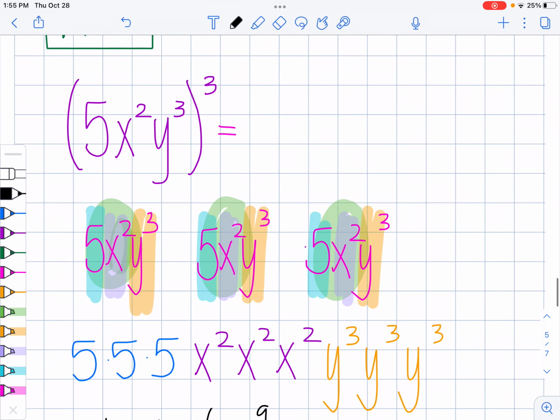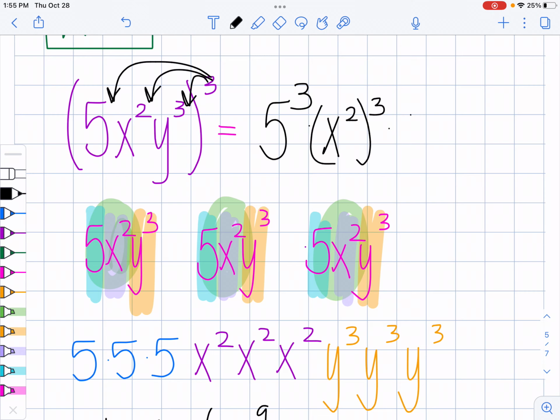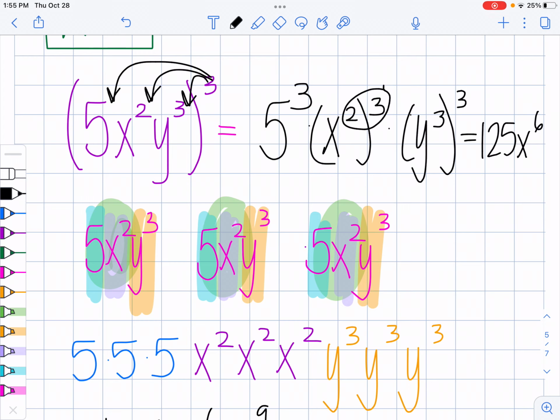If I use the shortcut rule, I take this third and I apply it to each base inside. So this becomes 5 to the 3rd times x squared cubed times y cubed cubed. And I multiply. 5 to the 3rd is 125. X squared cubed gives me x to the 6th, and y cubed cubed is y to the 9th.